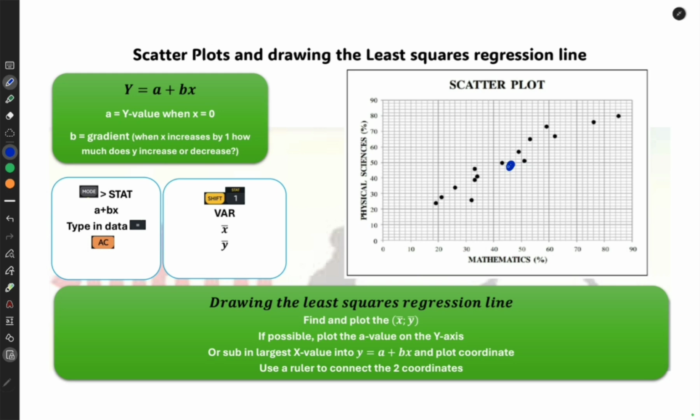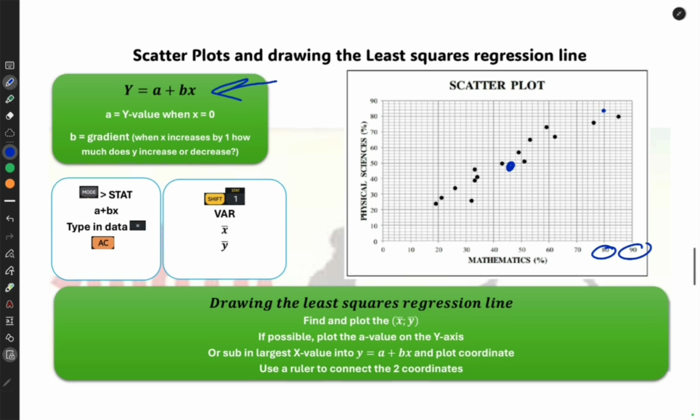Then I'm either going to make a dot on my y-intercept, or I'm going to choose the biggest value of x that fits on the graph. So I'm going to choose an 80 or a 90, and then sub it into the x in my formula, and I'm going to find a different coordinate. Let's say I sub in 80 and it gives me a value of 85. Then I'm just going to connect the dots. And that would be my least squares regression line.